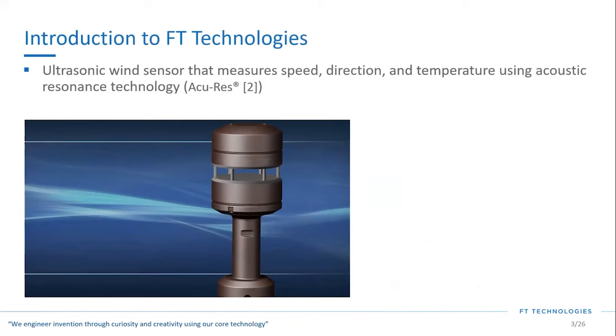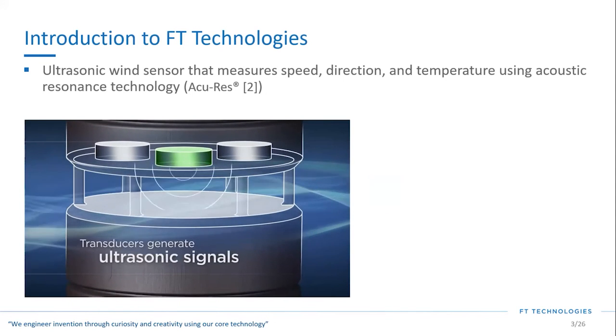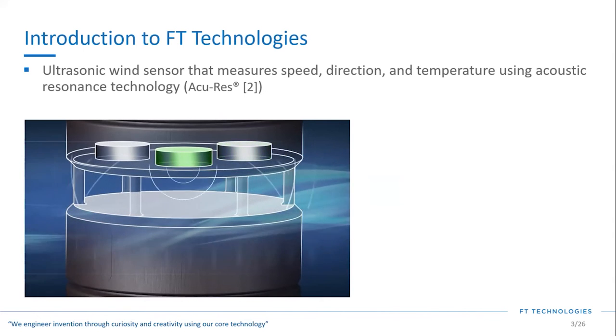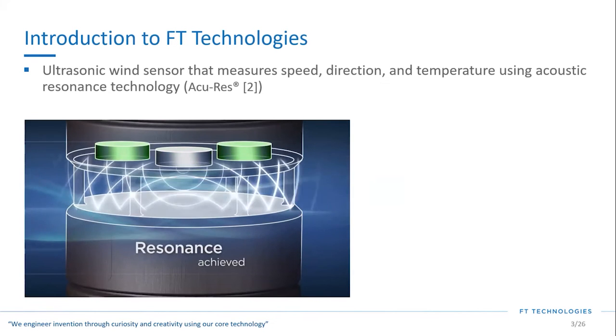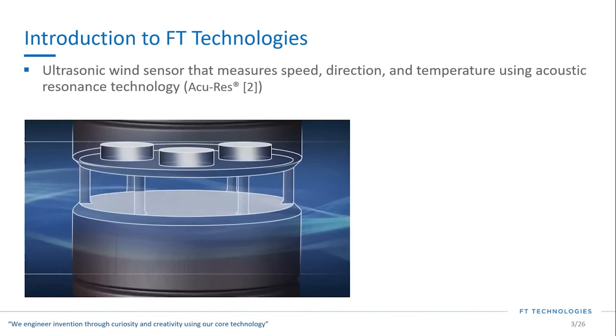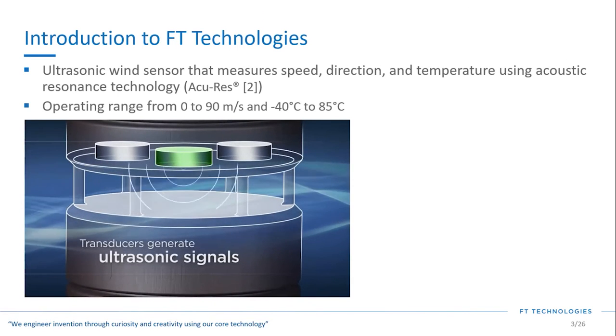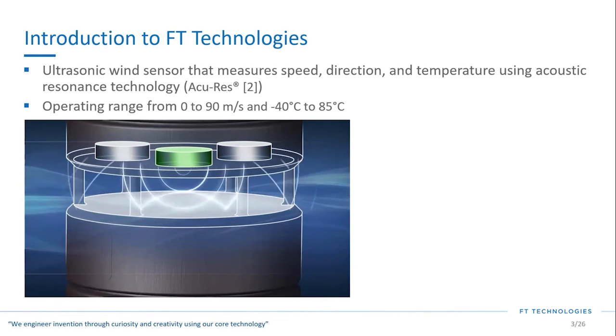As an introduction, FT Technologies is a company that designs, manufactures, and produces ultrasonic wind sensors that measure speed, direction, and temperature using our patented AccuRes technology. To run you through how this works, we have 3 transducers that sit inside the top portion of our sensor. They generate ultrasonic signals which run for a few milliseconds before reaching resonance. Once resonance is achieved, the AccuRes technology monitors the phase difference caused by the internal cavity velocity. This allows us to operate at a range between 0 and 90 meters per second and a temperature of -40 up to 85 degrees.